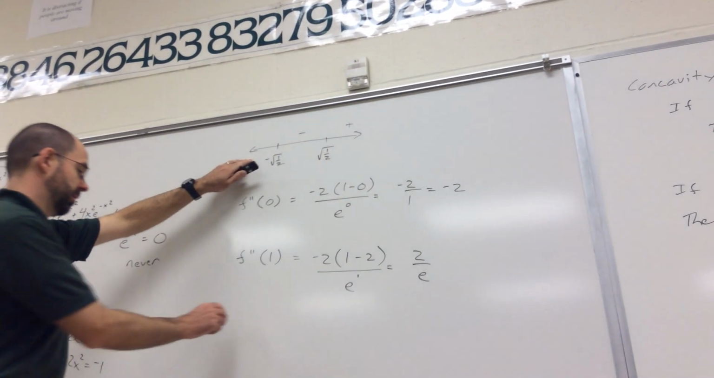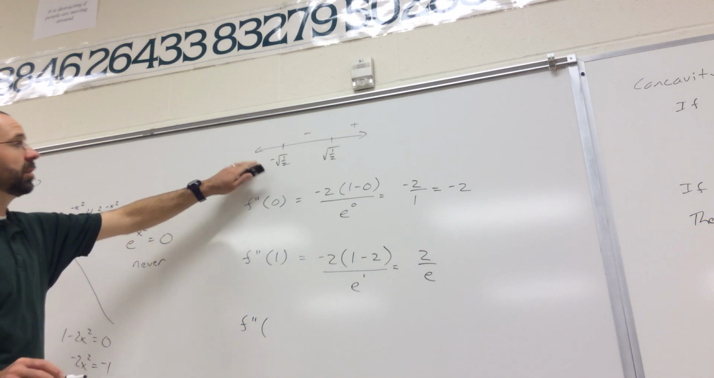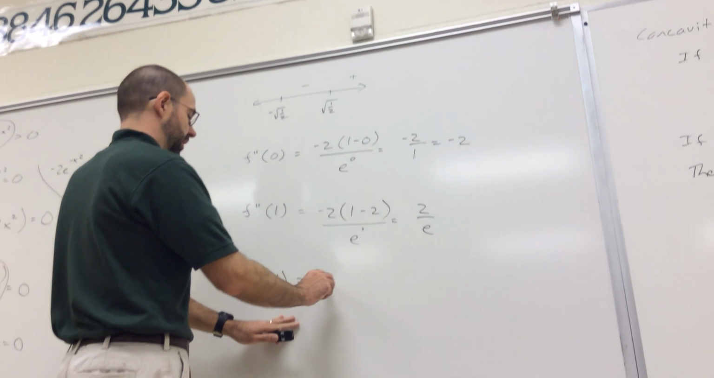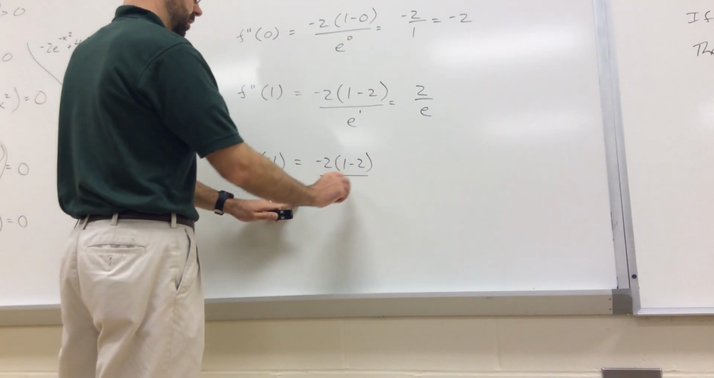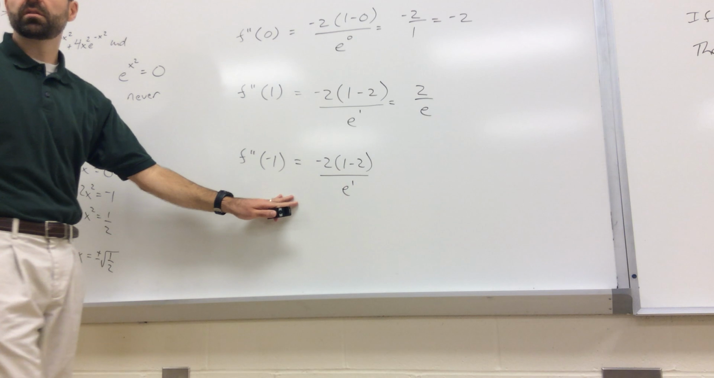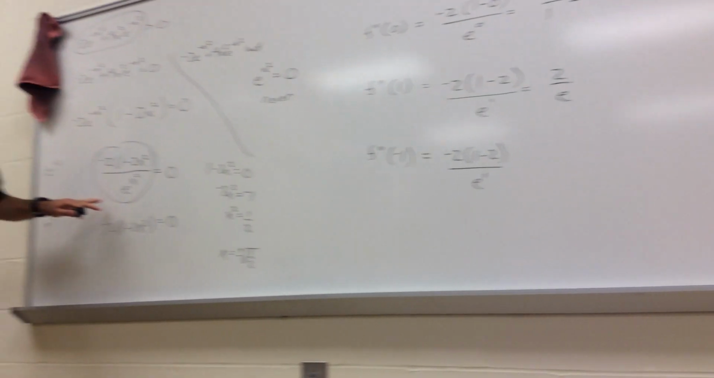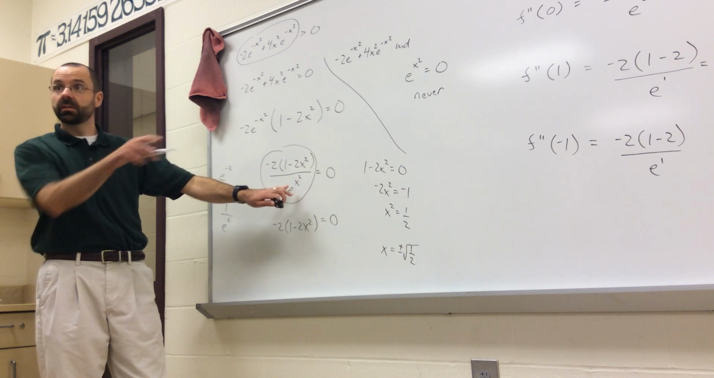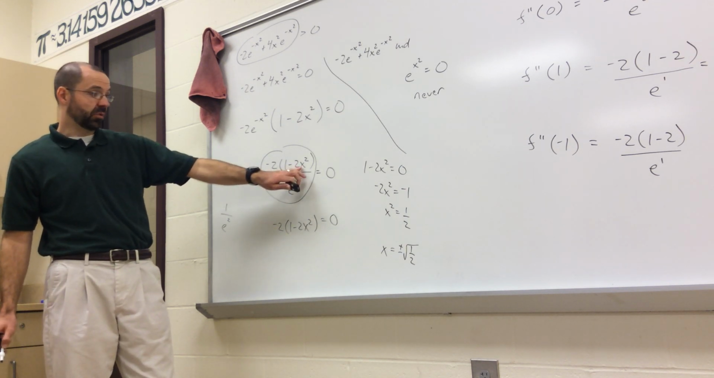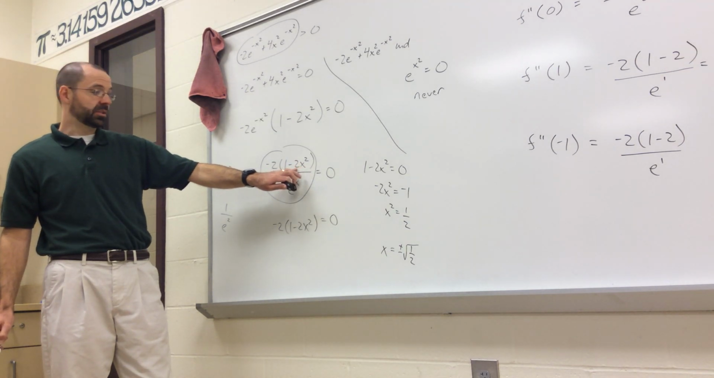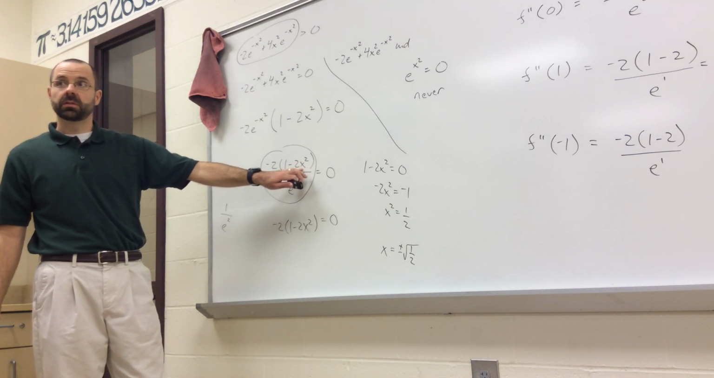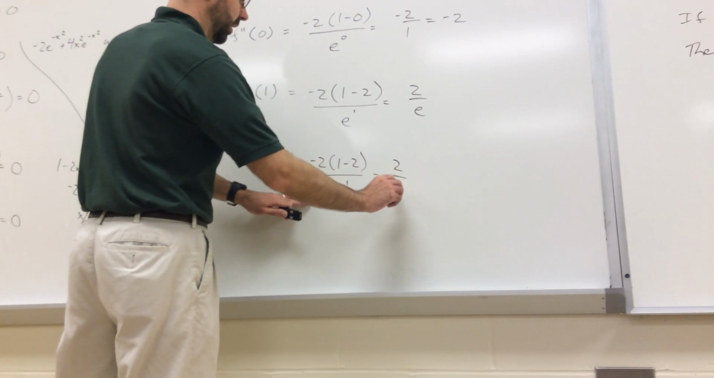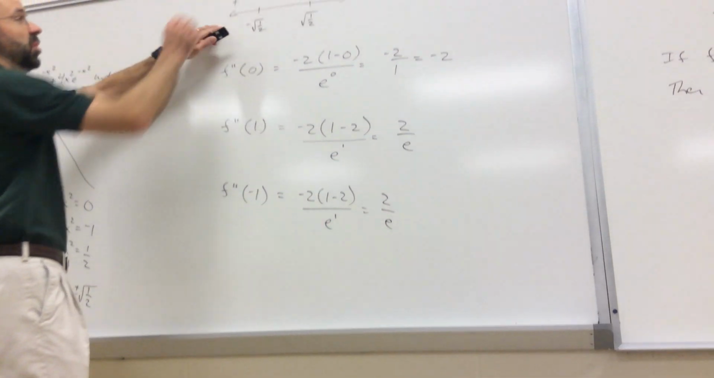Okay, then down here, I'll try negative 1. But that turns out to be the same thing. Because negative 1 squared is still 1, right? And negative 1 squared here is still 1. And 2 times 1 is still 2. So that's 2 over e. So the second derivative is positive there.